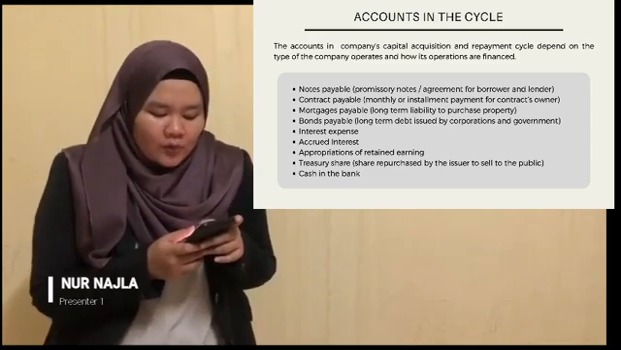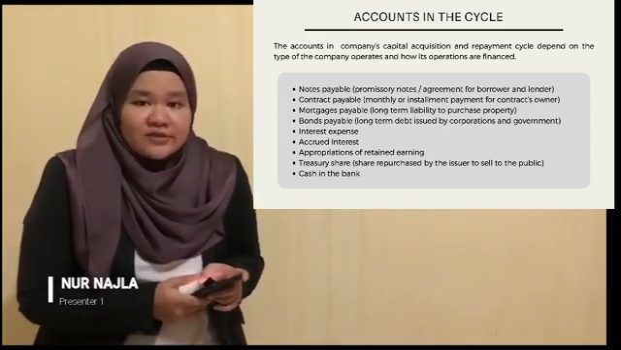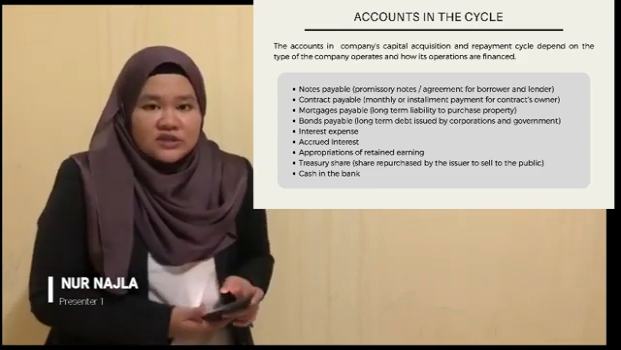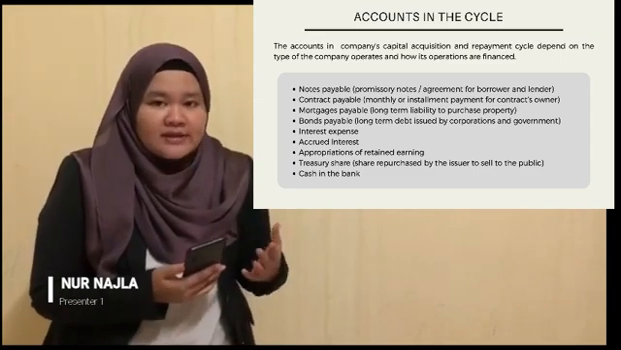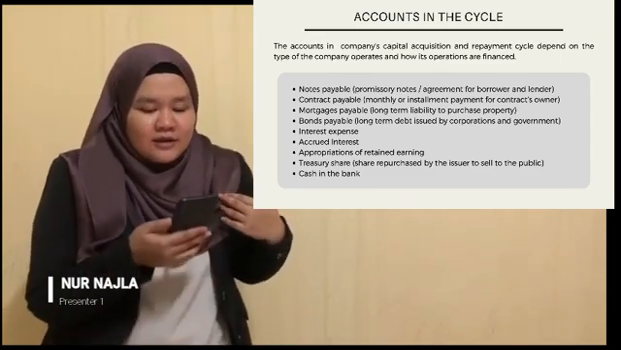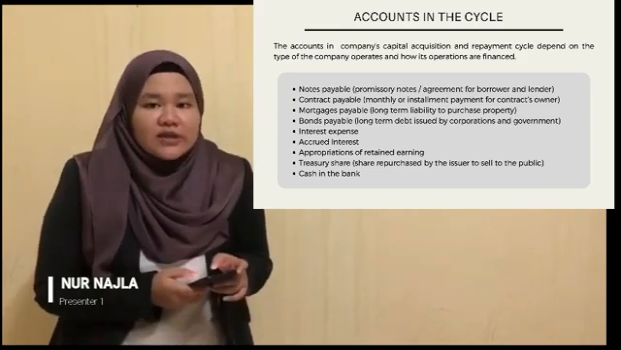Next is appropriation of retained earnings. We also have treasury shares, and treasury shares are actually shares that the company issued and the company buys back, so as to sell to the public. So it is called treasury shares.